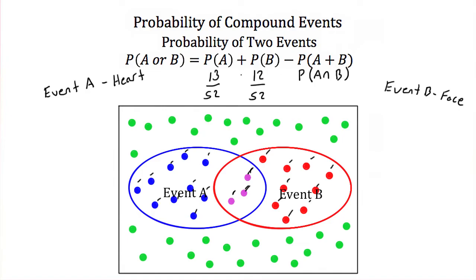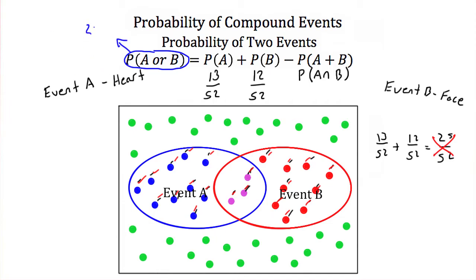If we add these two probabilities together, we'd end up with 13 over 52 plus 12 over 52. That's equal to 25 over 52. Except the probability of A or B is not 25 over 52. Let's count up all the points that are in event A or B. There are only 22 cards that satisfy A or B. So the real probability of A or B is 22 over 52.